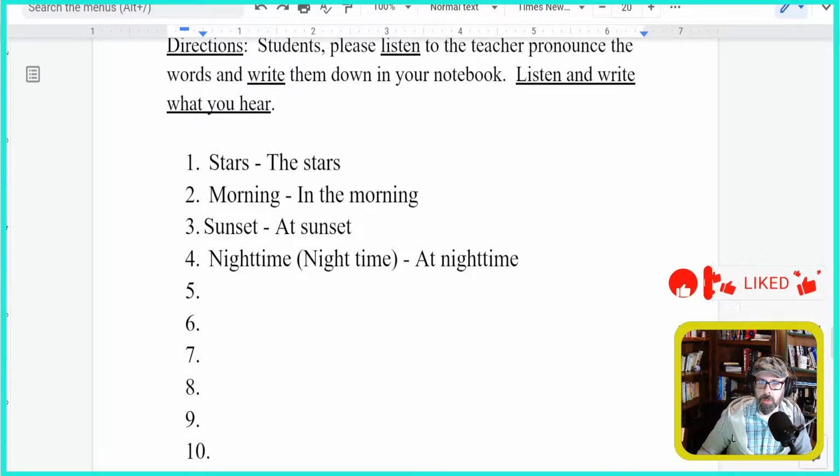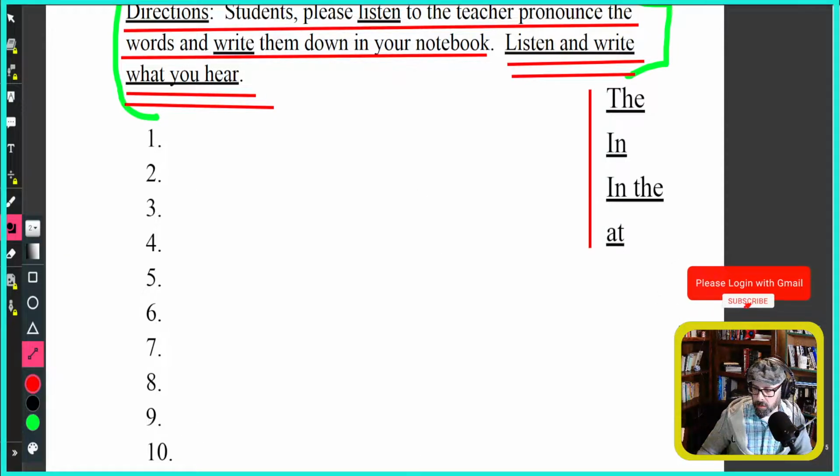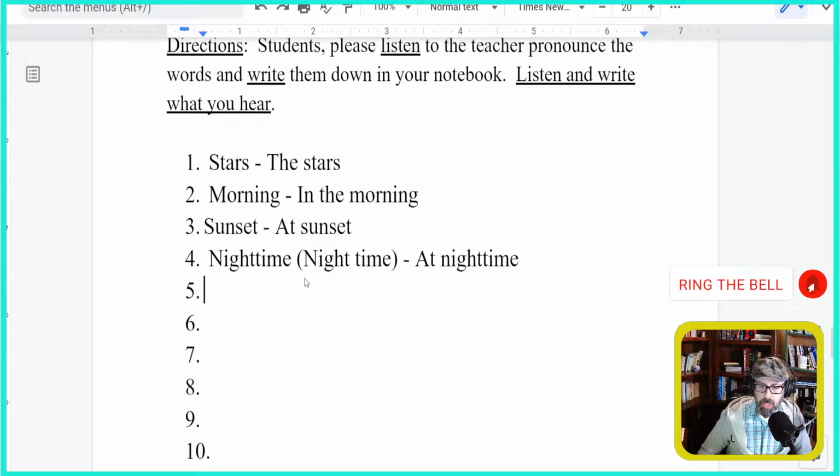Okay, number 5, evening. Evening. In the evening. Okay, number 5, evening. In the evening. Okay. Let's go back to our sheet. Whoops. Okay, let's go back to our sheet. Whoops. Number 5. Okay, what did we say for the word?